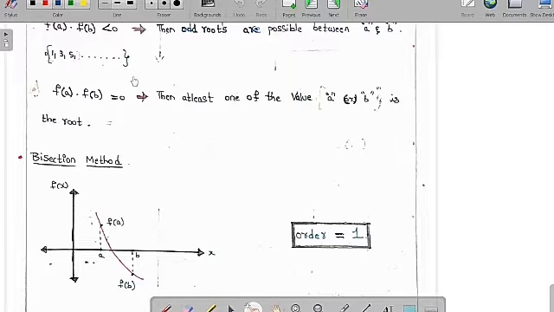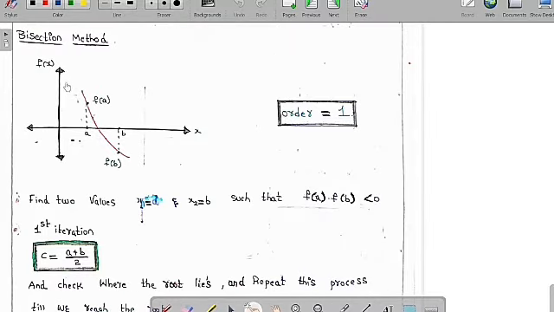So we have learned that whenever f of a into f of b is greater than 0, we conclude that an even number of roots are going to occur between a and b, like 0, 2, 4 and so on. But if f of a into f of b is less than 0, it indicates that an odd number of roots are going to occur between a and b, like 1, 3, 5 and so on. But if f of a into f of b is equal to 0, then at least one of them is a root of the equation f of x equal to 0. Now we are going to learn about the different numerical ways to figure out the roots of the function f of x.